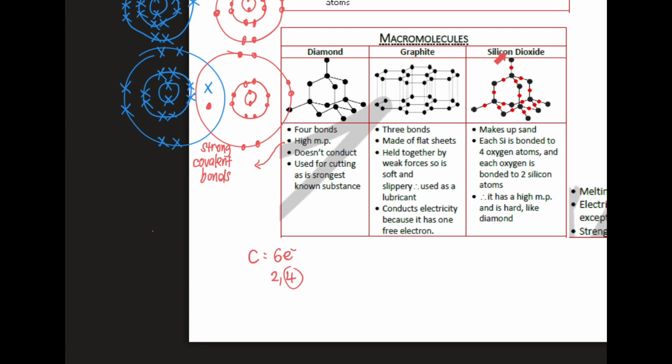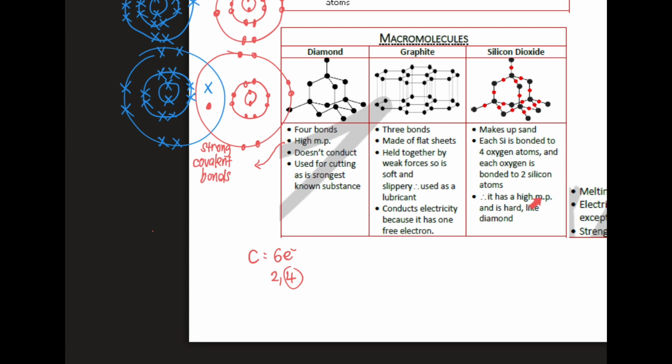Now silicon dioxide. Silicon dioxide, for example, sand. Sand is made of silicon dioxide. The black dot is silicon. The red dots are oxygen. The structure looks very similar to diamond. It's just that it has the red dots on it. Each silicon is bonded to 4 oxygens. Silicon is the black dot, oxygen is the red dot, and each oxygen is bonded to 2 silicon atoms. So you see one red dot forms 2 bonds with the black dots. That is, it forms 2 covalent bonds.